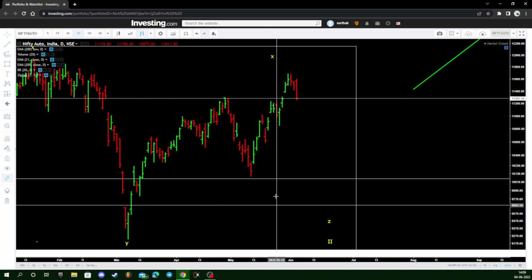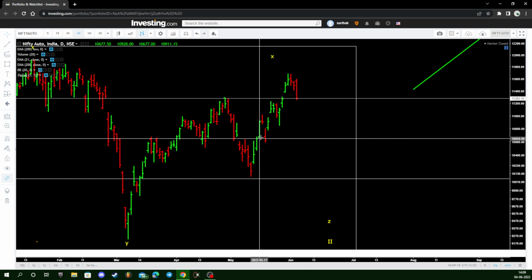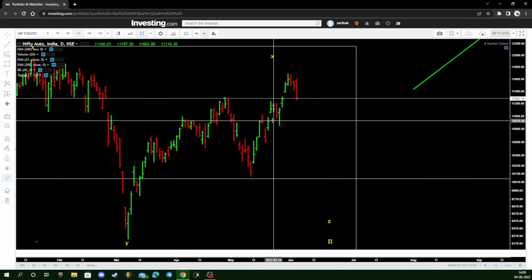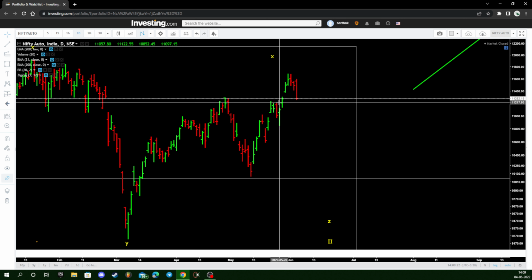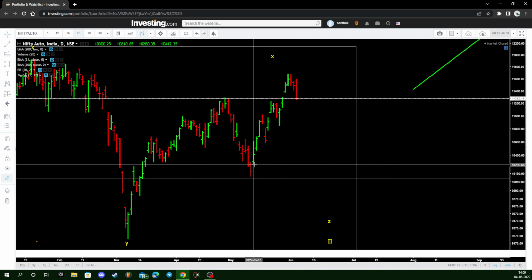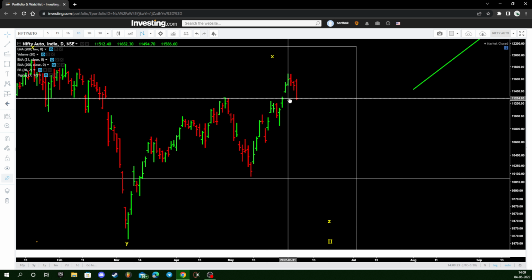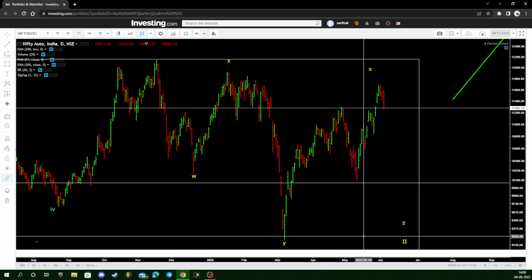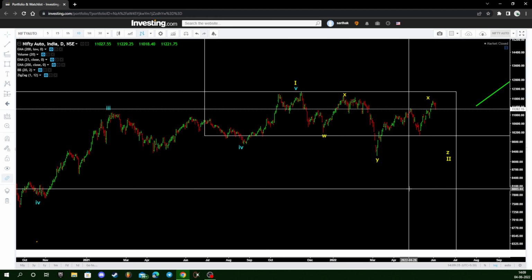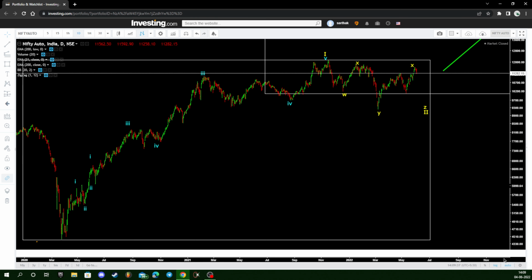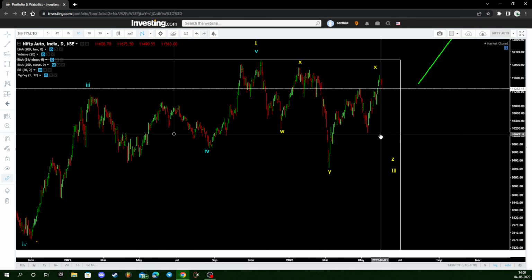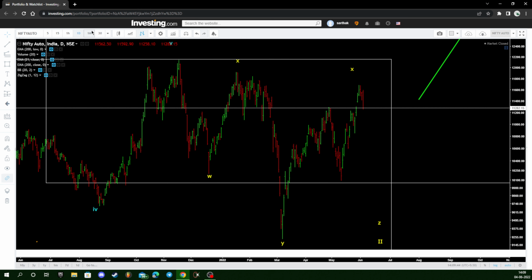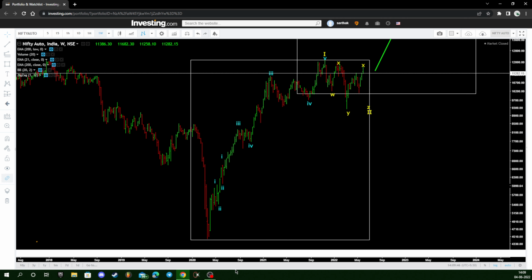Okay, and even in this rise, I can't take this as a 1 2 3 4 5. Fourth wave has entered into the territory of wave 1, and even the wave 3 is smaller than even wave 1 and wave 5. So I can't take this as an impulsive wave. So it would be important to see what the Nifty auto sector does in coming days.